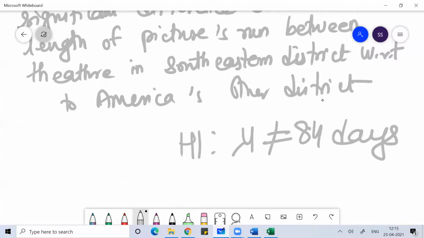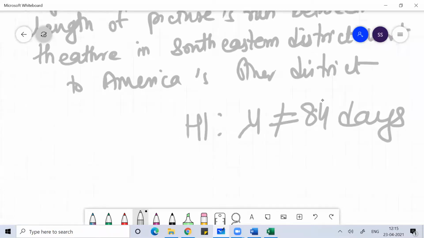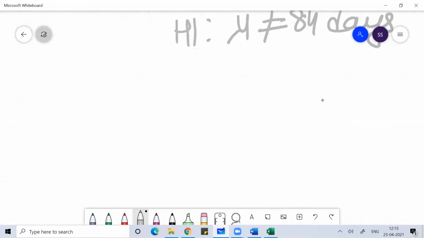I hope you're understanding. We are doing a two-tailed test here. In a one-tail test, we use greater than or less than, or increase or decrease. In a two-tail test, we work on only one possibility: is there a significant difference or not? Once you have understood this, I'll find the calculated z value.